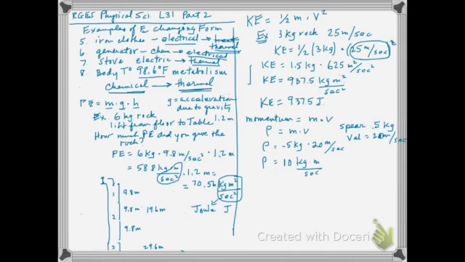Now that is not a joule, is it? That's not a joule. A joule is a kilogram times meters squared over seconds squared. So remember what our joule unit is: kilogram meters squared over seconds squared. This does not have a special term. We just say the momentum is 10 kilogram meters per second.